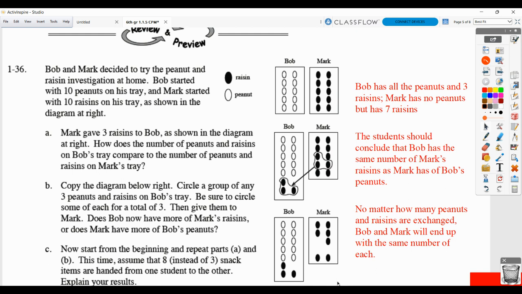How many does Bob now have of Mark's raisins? How many does Mark now have of Bob's peanuts? They should be the same as each other.